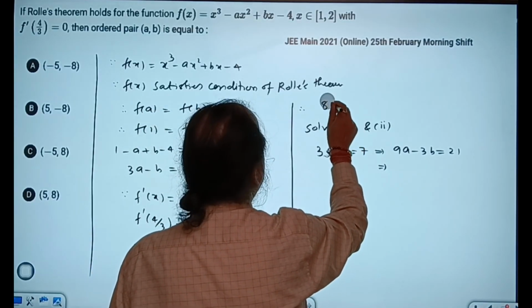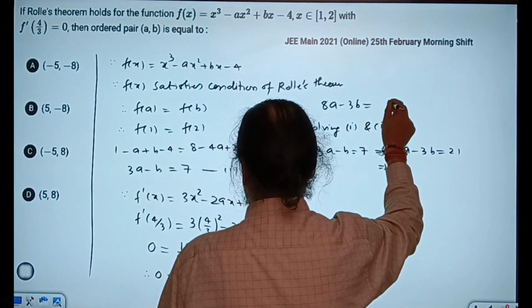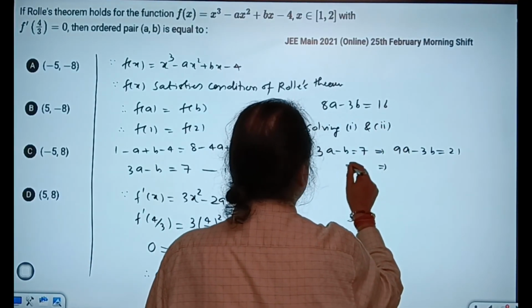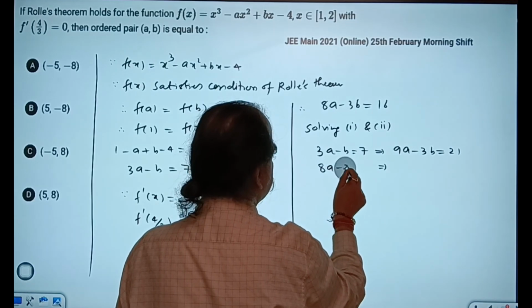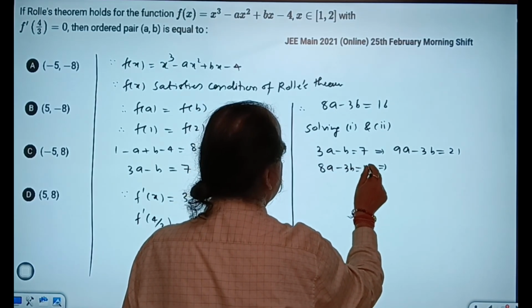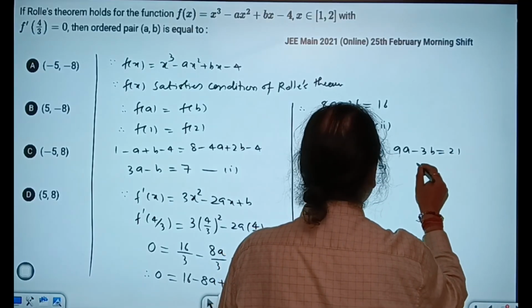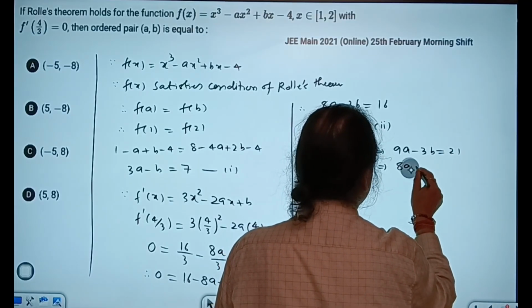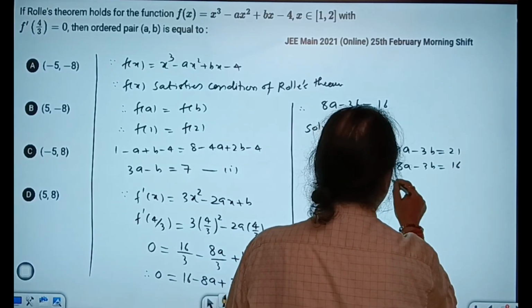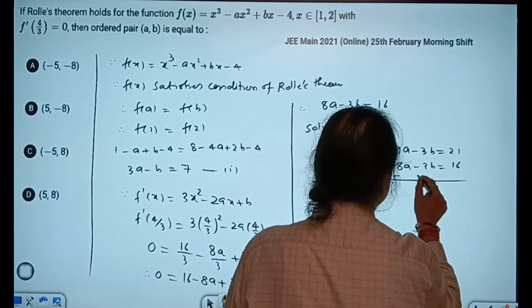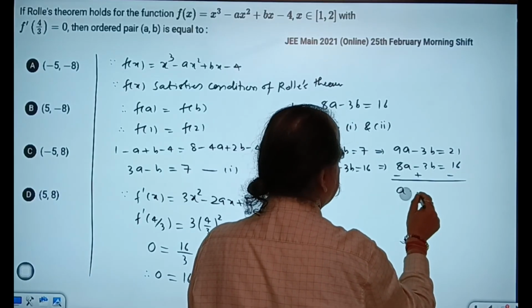8a minus 3b is what? 16. 8a minus 3b, and multiply 3 in the first: 9a minus 3b is 21. 8a, subtract, the minus plus minus will give you what? A is equal to 5.